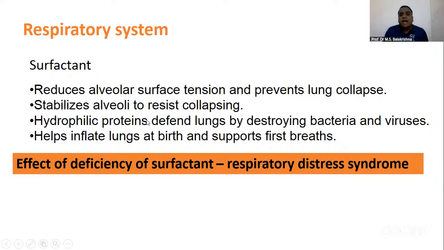Third, hydrophilic proteins defend the lungs by destroying bacteria and viruses. So in the composition of surfactant, you have hydrophilic proteins that will kill bacteria and viruses. So it's a natural mechanism to protect the lungs. And it helps inflate the lung at birth and supports the first breath.